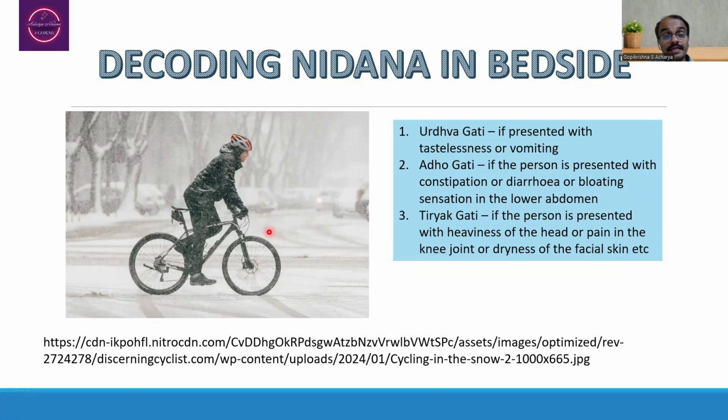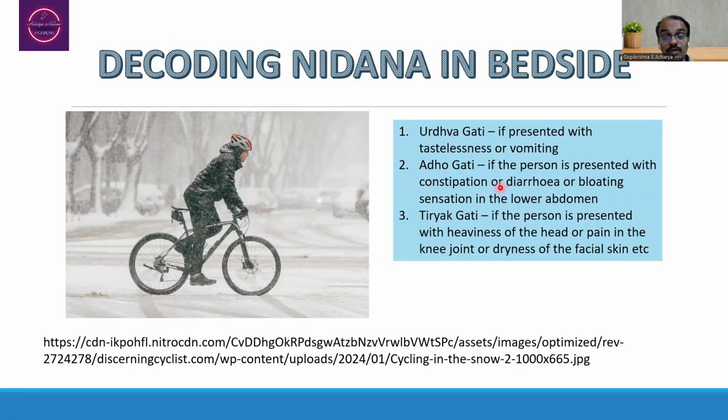Then regarding the next set of the Abhyantara Hetu, that is Urdhva, Adha and Tiryagati. So here Urdhva and Adhogati will be considered in the Mahasrotas, whereas Tiryagati will be considered other than Mahasrotas. Maybe in the intravascular compartment, or in the interstitial compartment, or in the intracellular compartment.